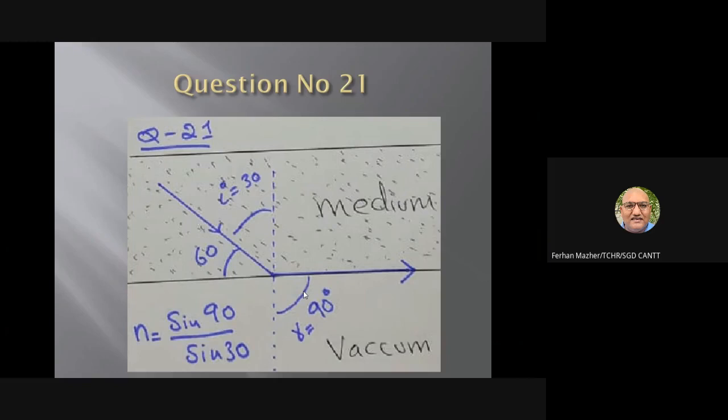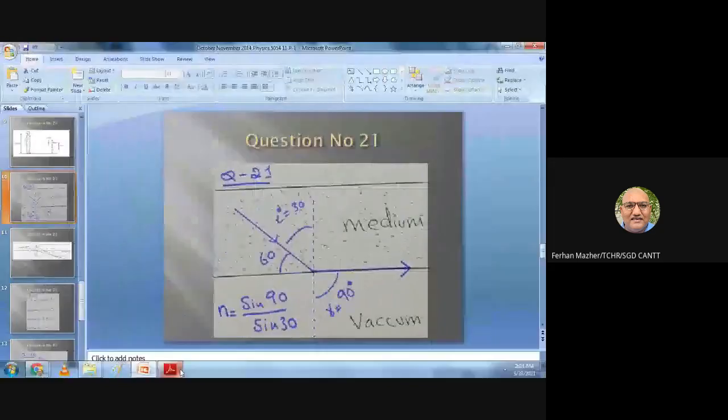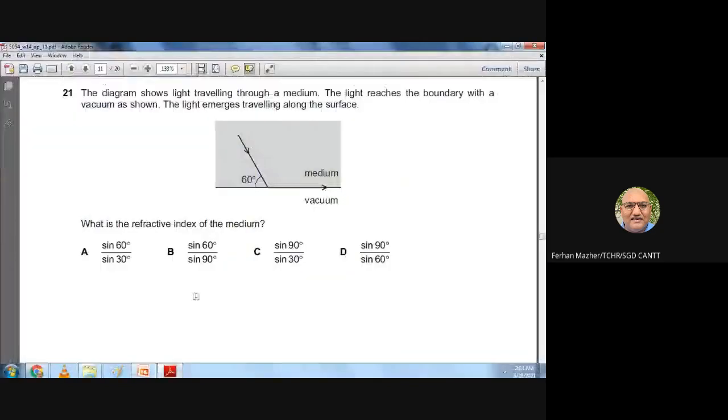So in this case, vacuum is the rare medium. So the angle in the vacuum, that is the angle of refraction, is 90 degrees. So the n value will be sine 90 divided by sine 30. Sine 90 divided by sine 30, C is the option.